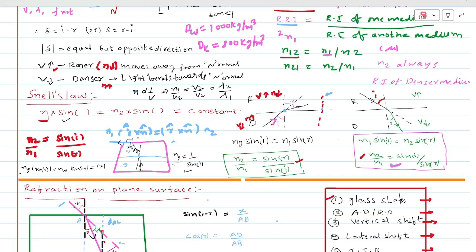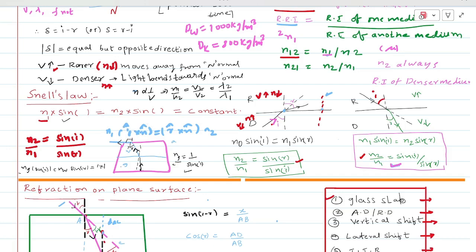This is vector form. For example, they have given one example, I'll try to explain: 6 i cap plus 8 j cap plus 10 k cap is given. Suppose the incident ray is in the xy plane, so the z axis will be the normal. Now the z component is along the normal. You have to find the incident unit vector, that means the given vector divided by the magnitude of that vector is the unit vector.